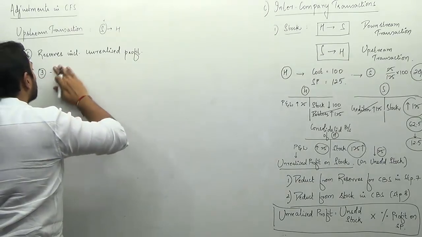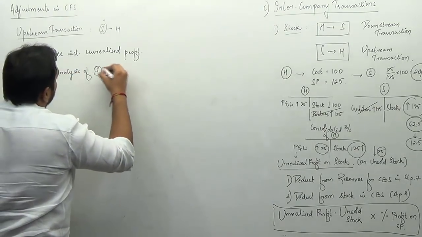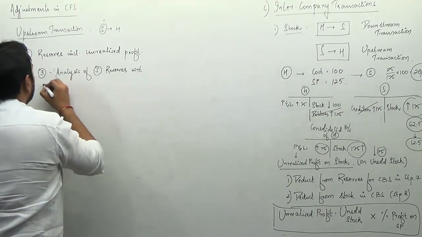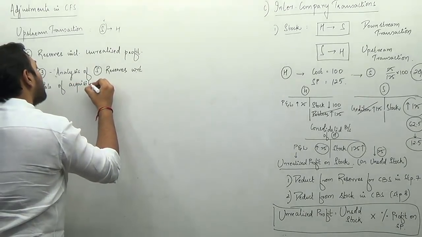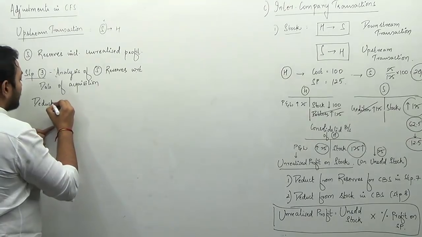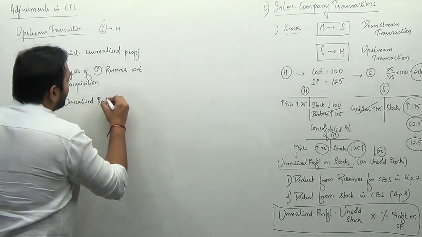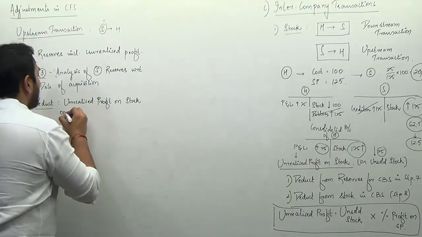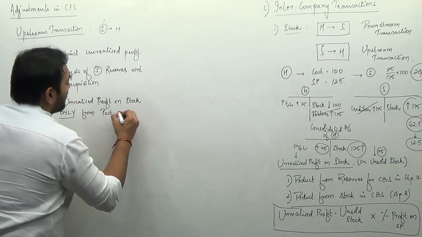So whenever the subsidiary's reserves include the unrealized profit, in step 3, that is the analysis of reserves of the subsidiary, subsidiary reserves with respect to date of acquisition, deduct unrealized profit on stock only from post-acquisition profits.